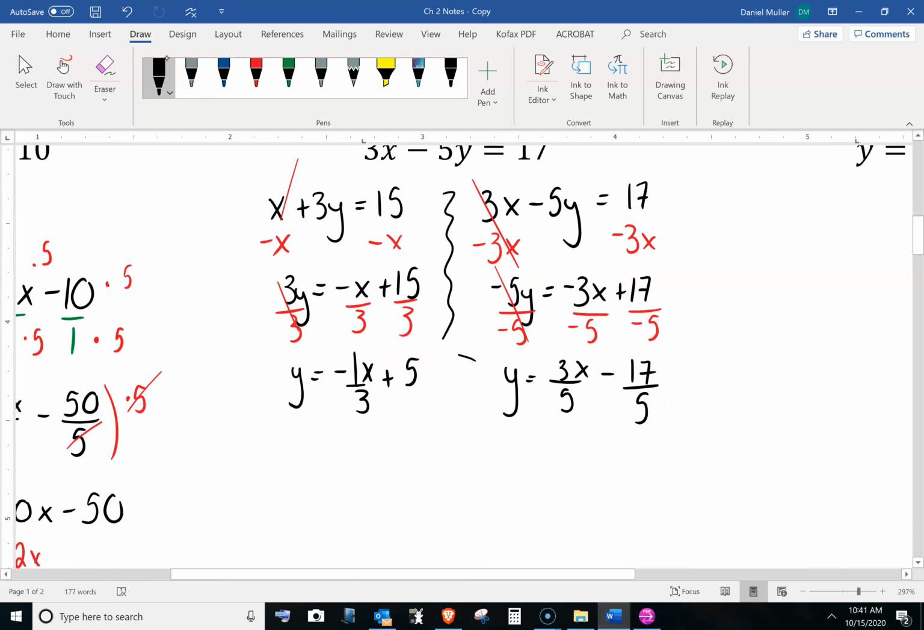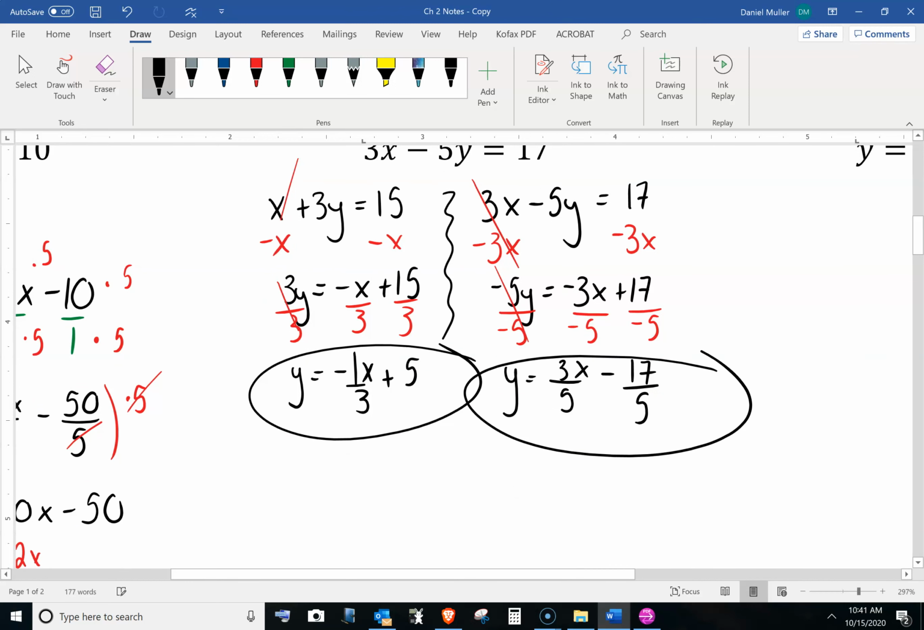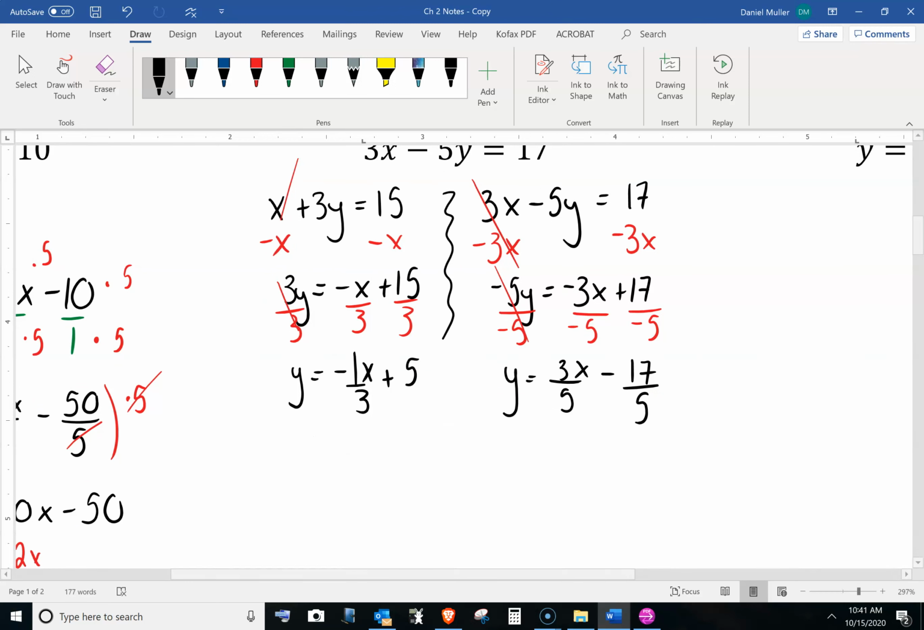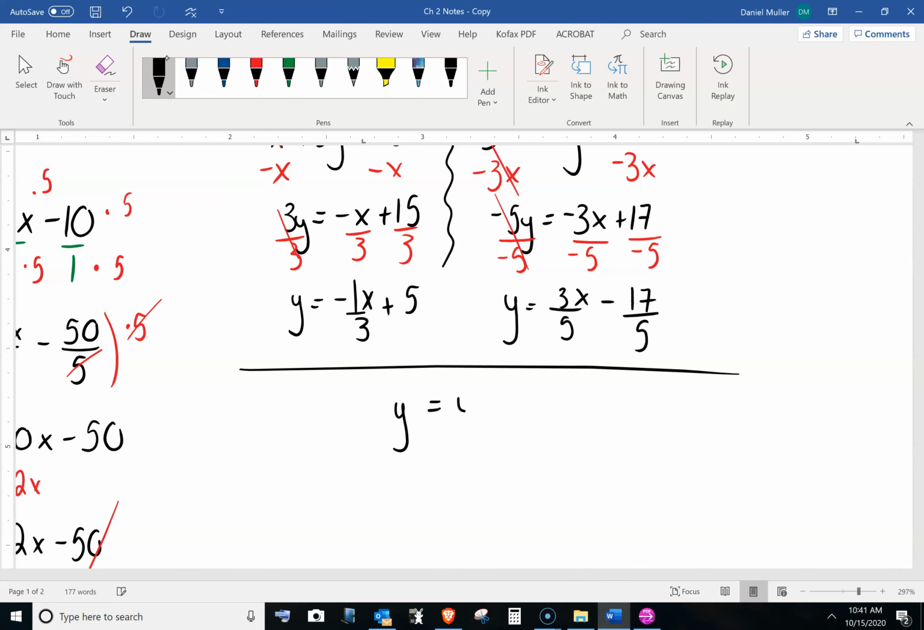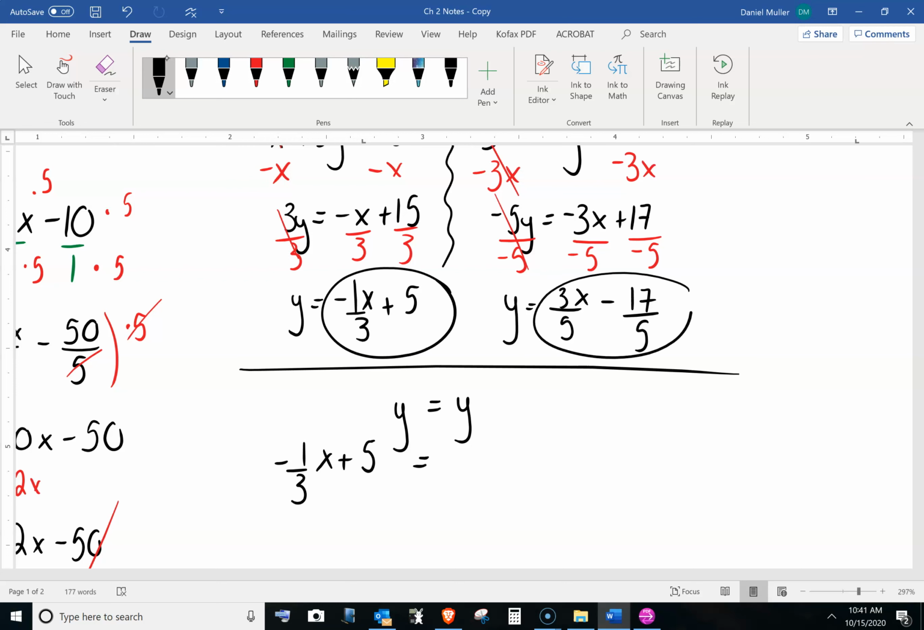Okay, so now I have these two equations. They both have fractions in them, but they're not too bad because now we can actually get to doing this question, and you always start with saying, well, in order to get rid of the letters, you go y equals y, and then I just put one of the y's over there. So negative a third x plus 5 is one of the y equals right there, equals the other one, which is 3x over 5 minus 17 over 5.